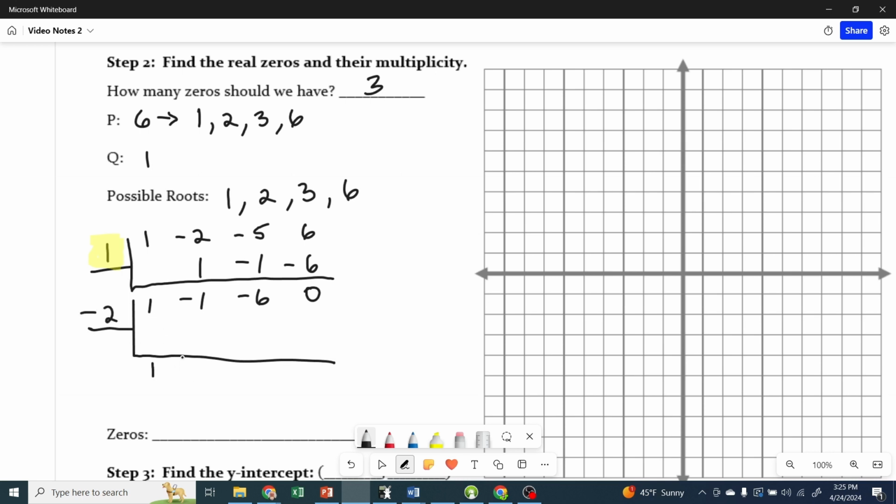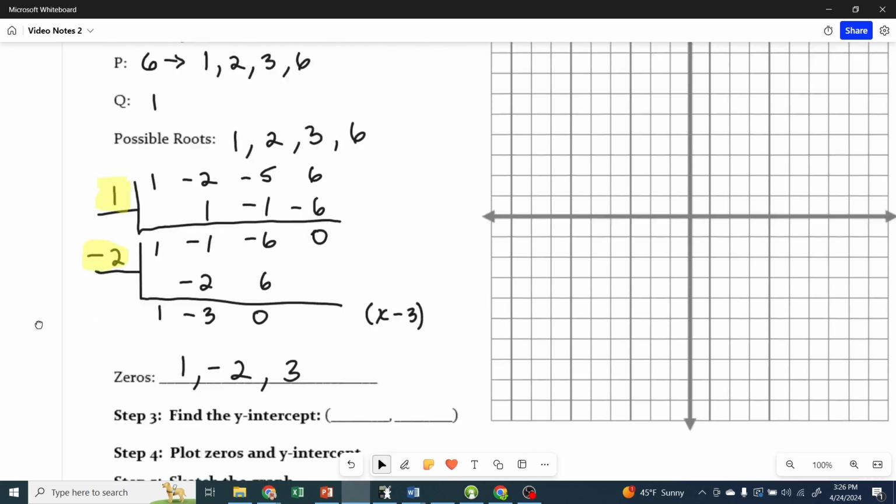So 1 comes down. 1 and negative 2 times 1 is negative 2. Negative 1 plus negative 2 is negative 3. Negative 2 times negative 3 is positive 6. So this becomes 0. So our last factor is x minus 3, right? This is a 0 right here, which makes the last zero equal to 3. So we have 1, negative 2, and 3.